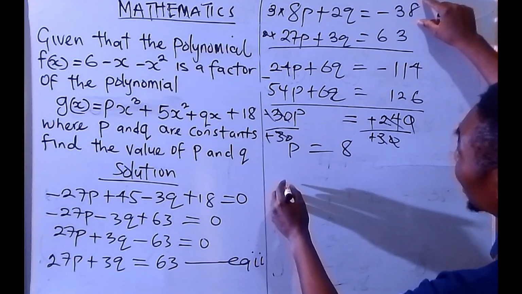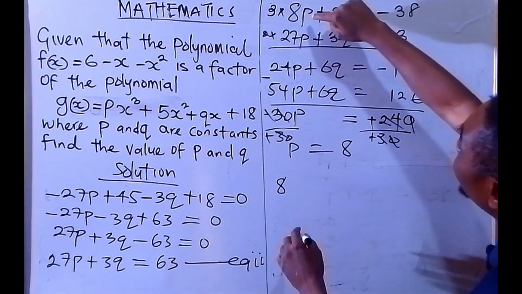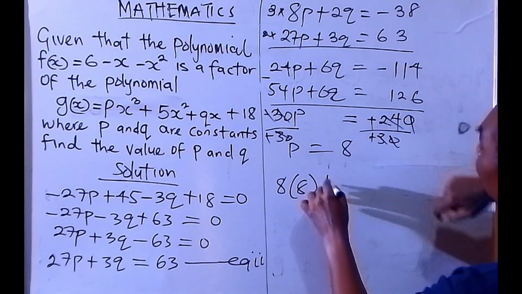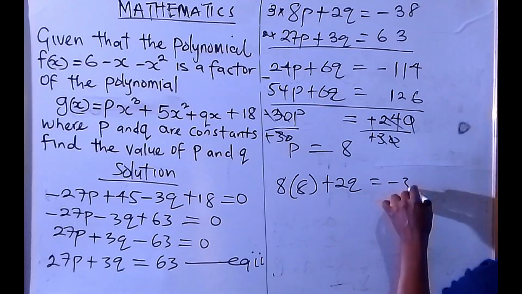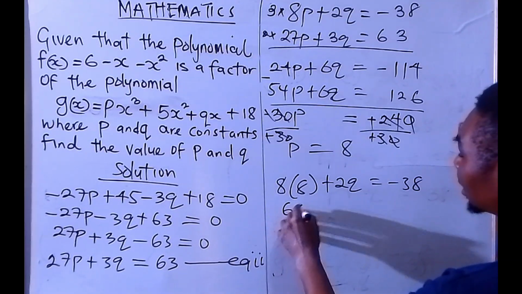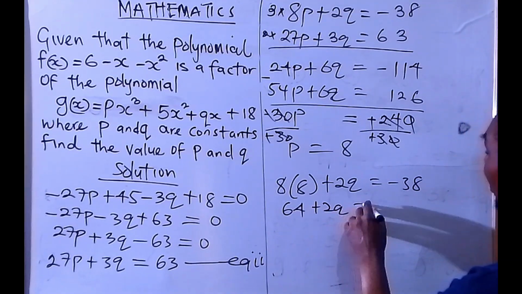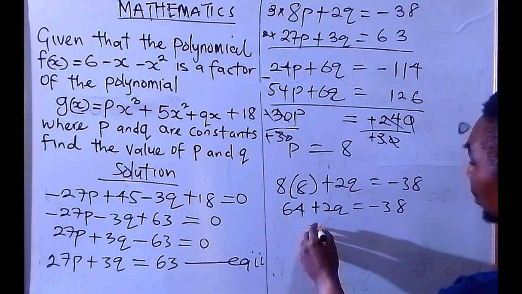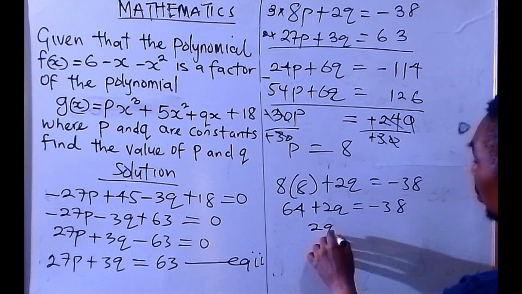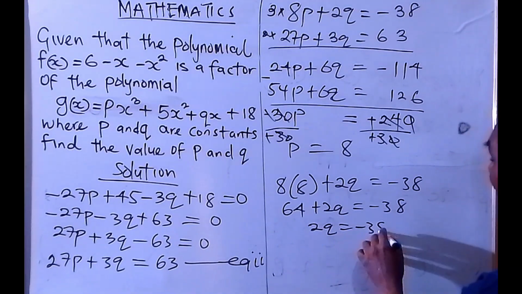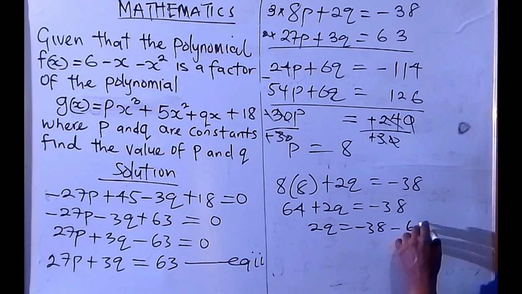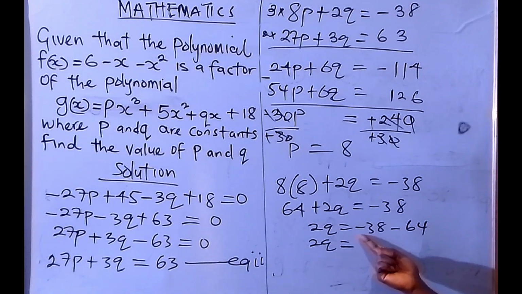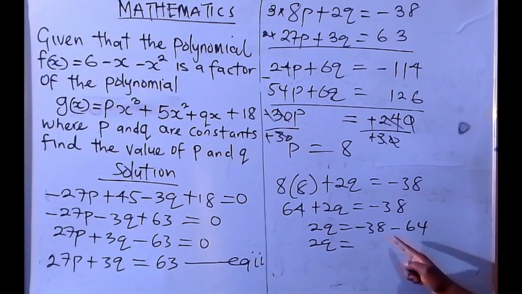So from here, we have 8p. So I'll replace p with 8. So I have 8 times 8 plus 2q is equal to minus 38. So at this point, we have 64 plus 2q is equal to minus 38. So if I collect like terms, I'm going to have 2q is equal to minus 38 minus 64.